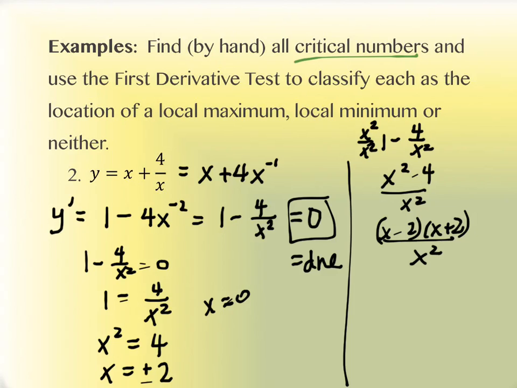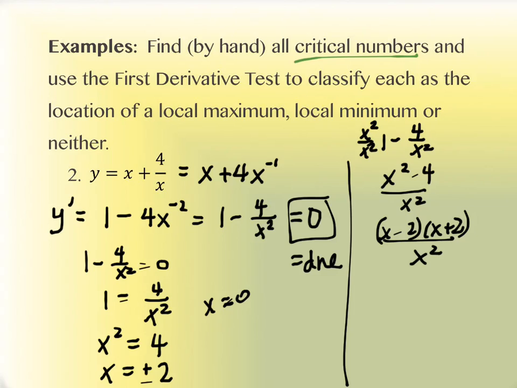I'm going to get the same answers, right? Because if this numerator is equal to 0, I'm going to get x equals 2 and negative 2. And if the denominator is equal to 0, I get x is equal to 0. I get the same critical number. So there's 3 critical numbers that I'm going to be working with. I'm going to be working with 0, negative 2, and positive 2. All good so far? Okay, so what do I do with those critical numbers?